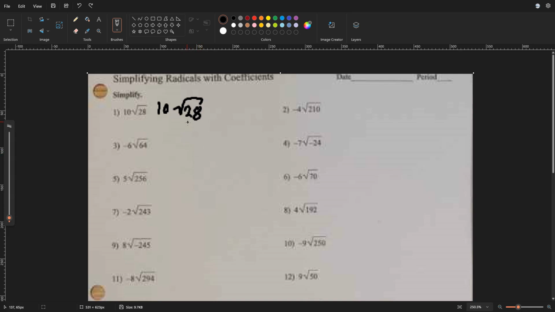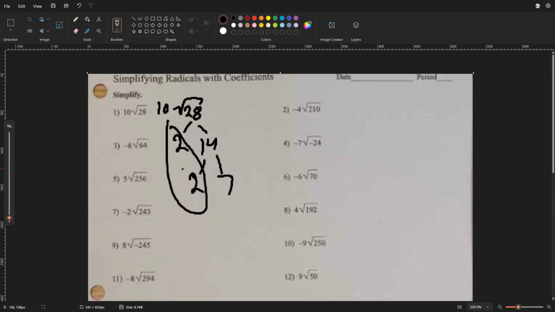So let's break this down using a tree method into its roots. So we have 2 and 14, 2 and 7. We know 7's a prime number. Nothing can divide it further. And we have two 2's. So you have a group of two 2's.